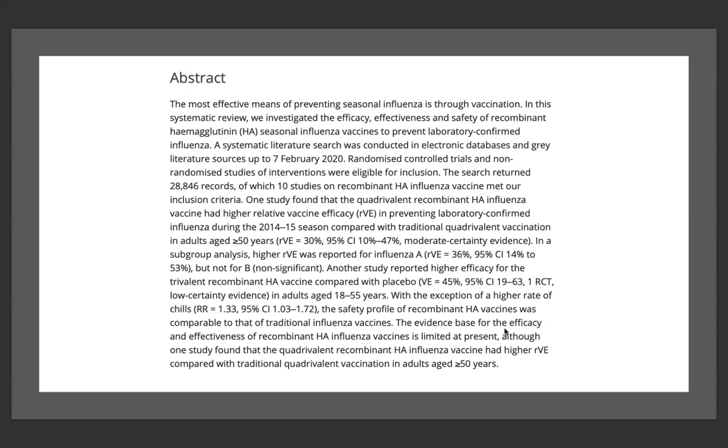The evidence base for the efficacy and effectiveness of recombinant HA influenza vaccines is limited at present, although one study found that recombinant HA influenza vaccine had a higher RVE compared with traditional quadrivalent vaccination in adults aged greater than 50 years.